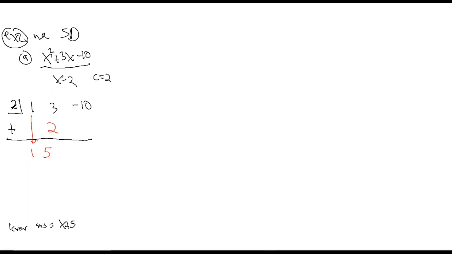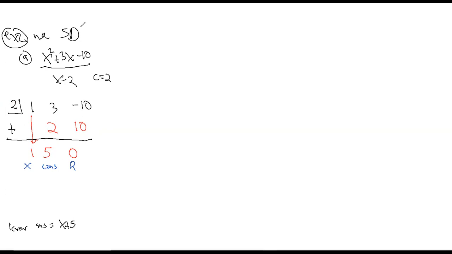Then you do it again. 5 times 2. Again, bottom number times the c. 5 times 2 is 10. Again, that 10 came from multiplying the 5 and the 2. And then you add. Negative 10 plus 10 is 0. That's it. From right to left, the 0 is the remainder. The 5 is the constant. The 1 is the coefficient of the x.